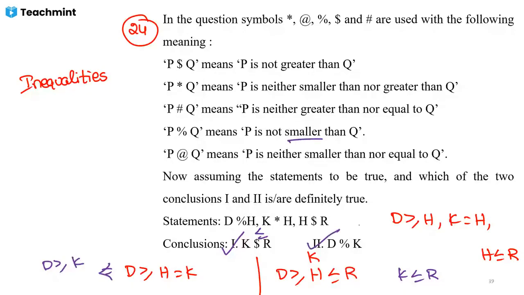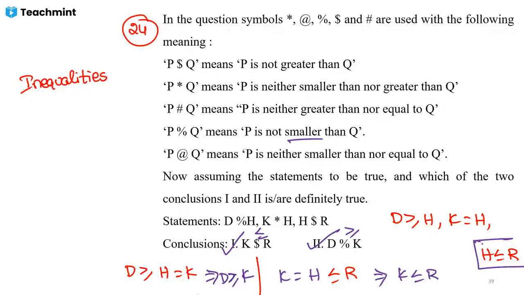See this question. I hope you got that answer, as both are true. Simple thing. H is less than or equal to R. In place of H, we can put K. So K is either less than or equal to R. We got it simply, right? So K equal to H. H is either less than or equal to R means K is either less than or equal to R. That's the first conclusion. Next, D is either greater than or equal to H. H equal to K means D is either greater than or equal to K. So both are true. Excellent, my dear friends, both true.